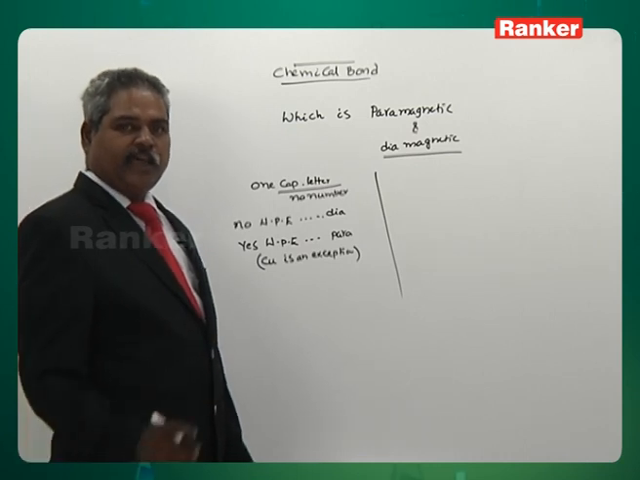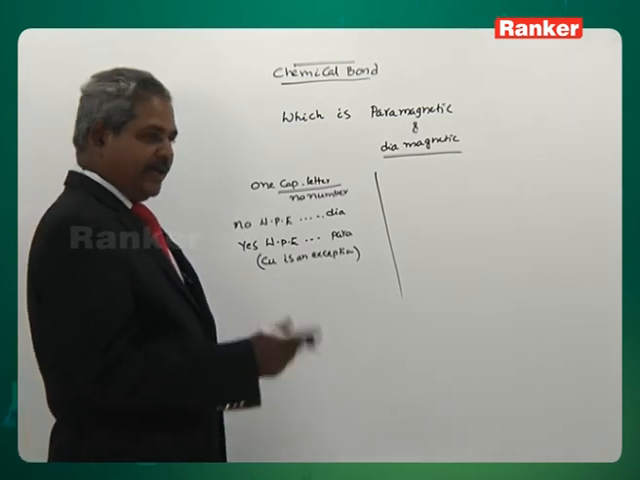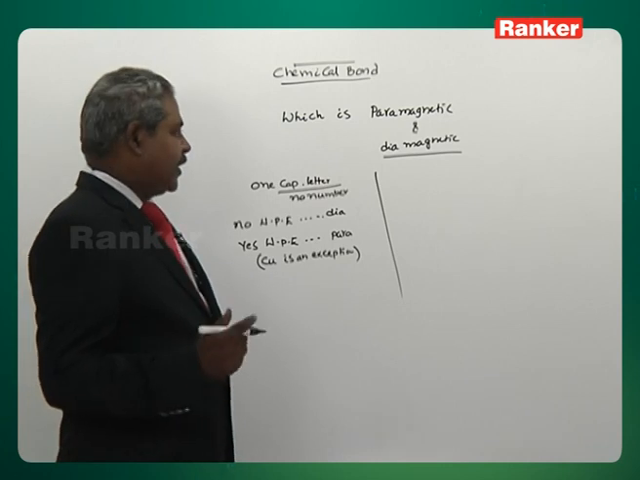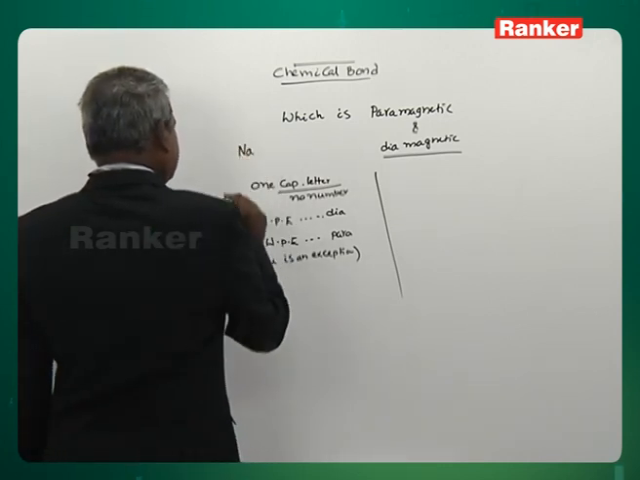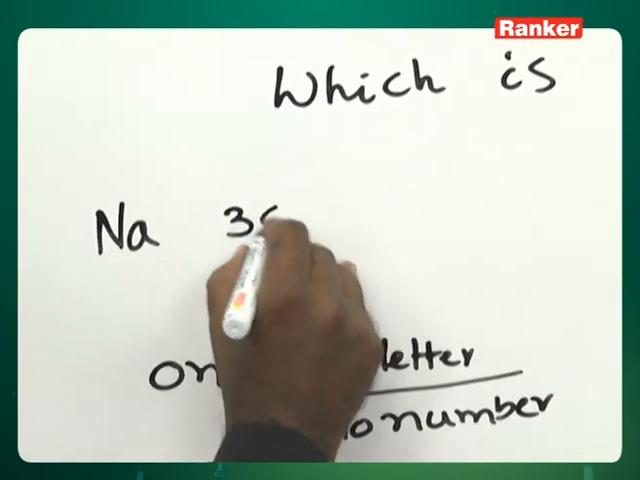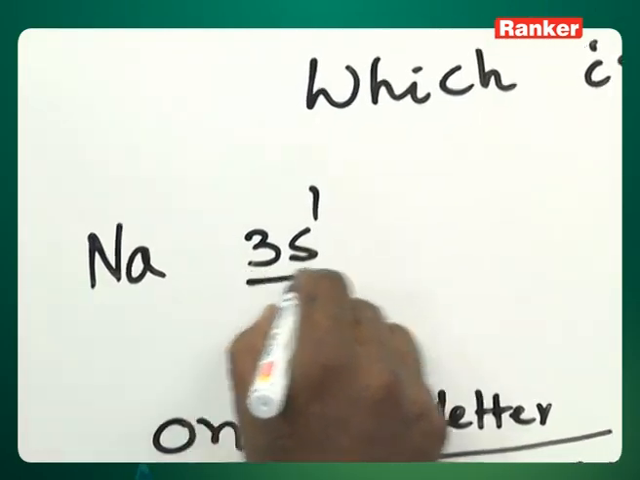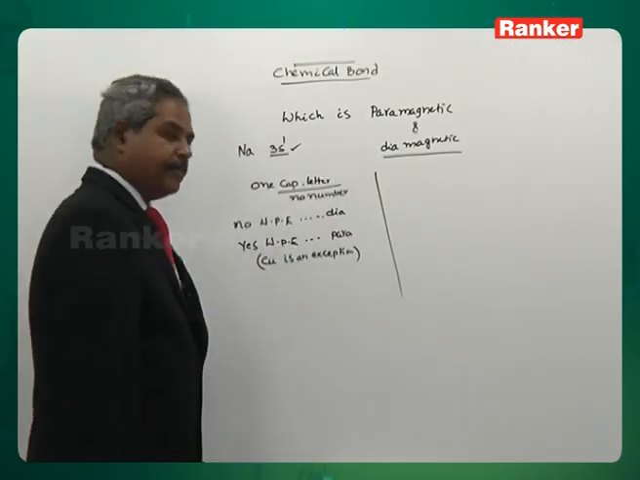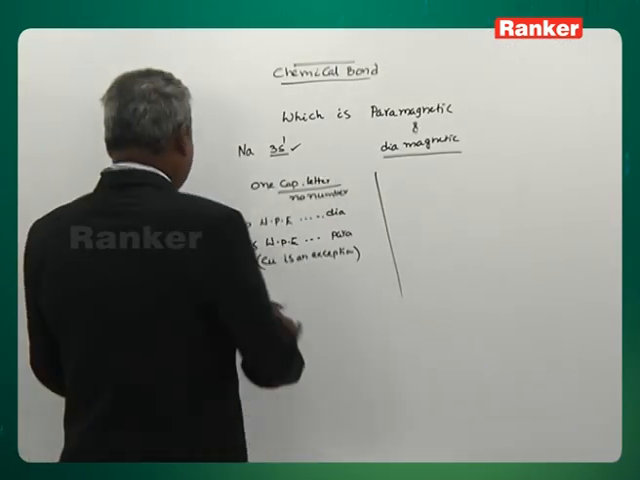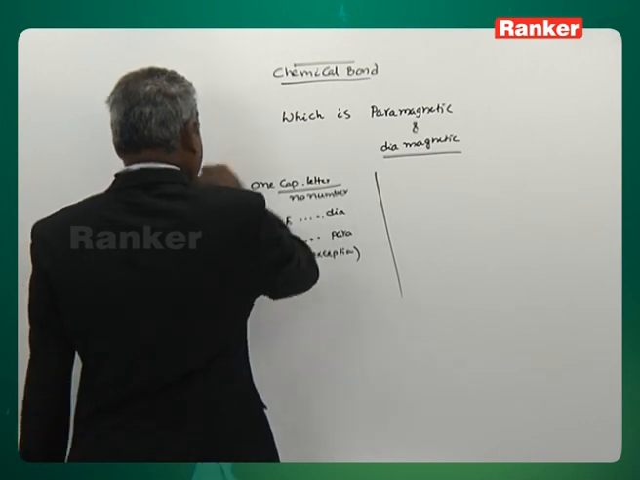That is what I mean by element or elemental ion, Na plus, like that. Okay. Na, 3s1, unpaired electron is present, therefore para. Sodium is paramagnetic, sodium atom is paramagnetic, like that.